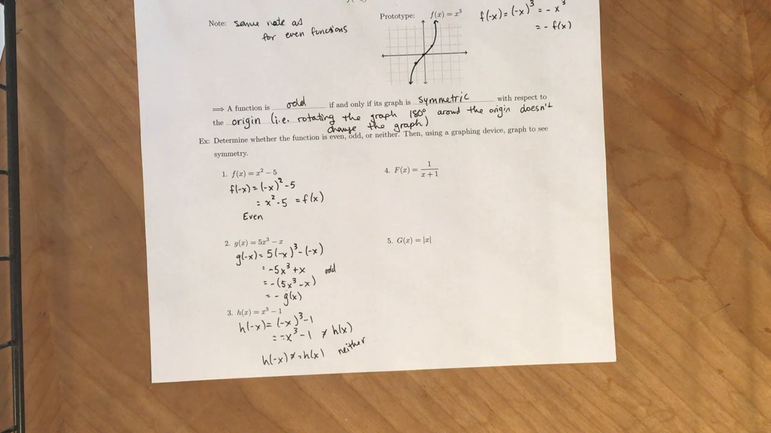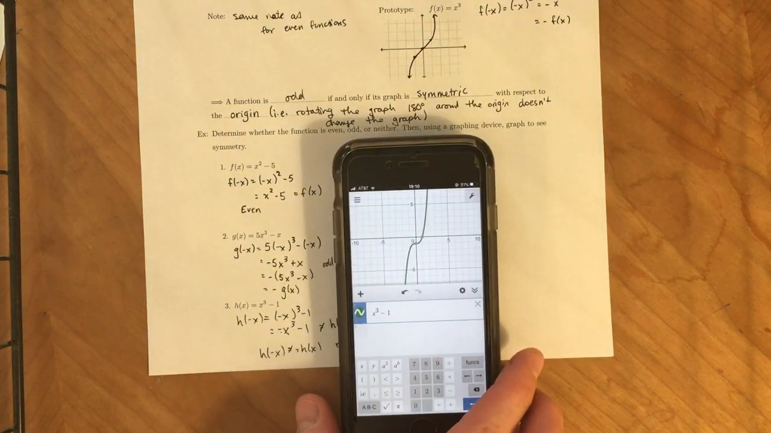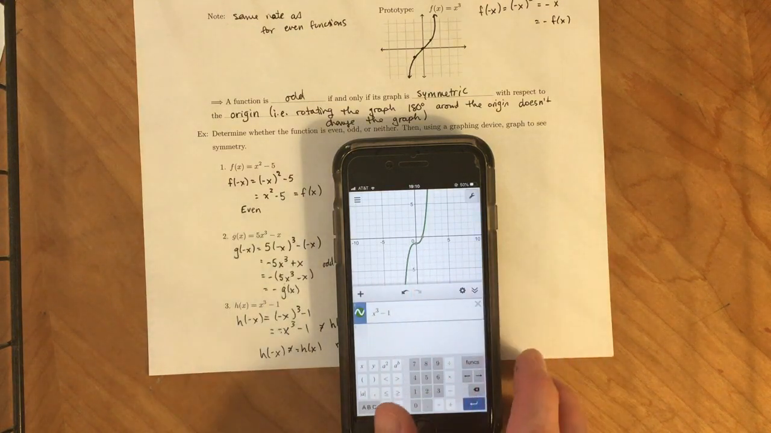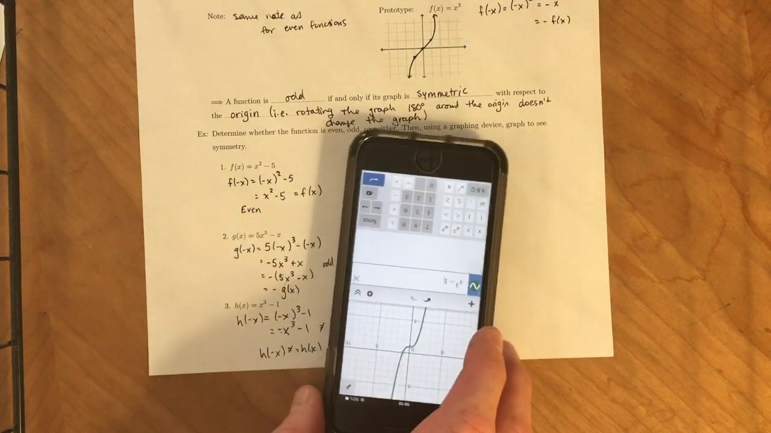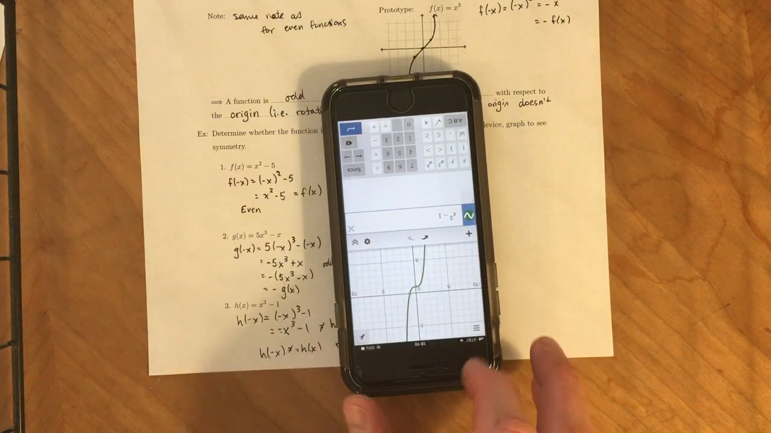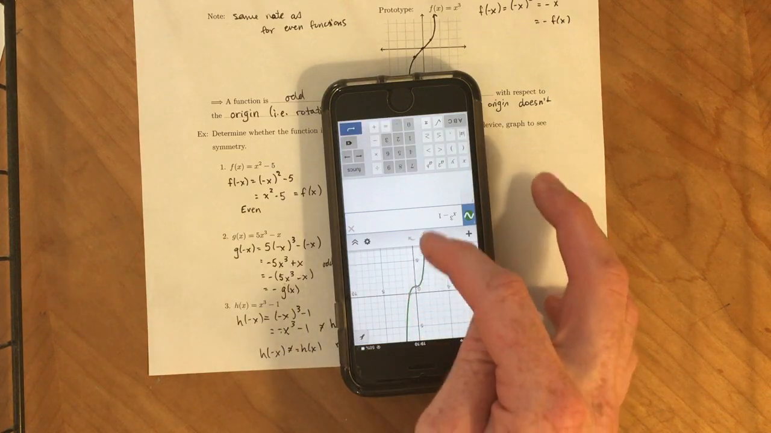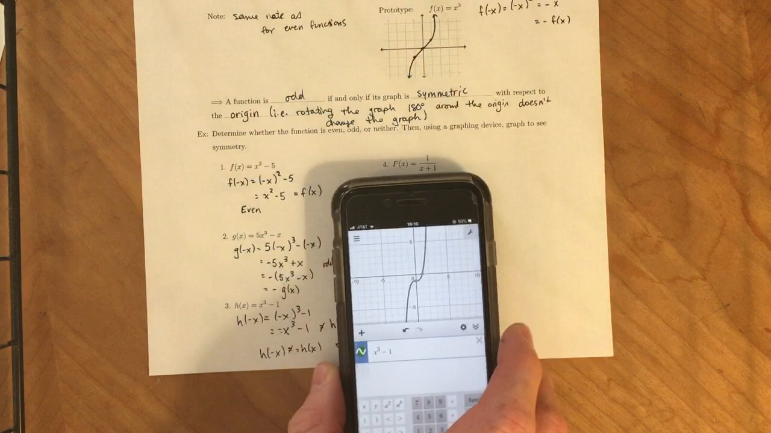All right, and if we want to check out to see what that looks like, we have x cubed minus 1. And we have this. So notice that if I spun this around 180 degrees and lined up the x-axis so it matched exactly where it was before, this now is above that line whereas it was below that line. It's not symmetric.